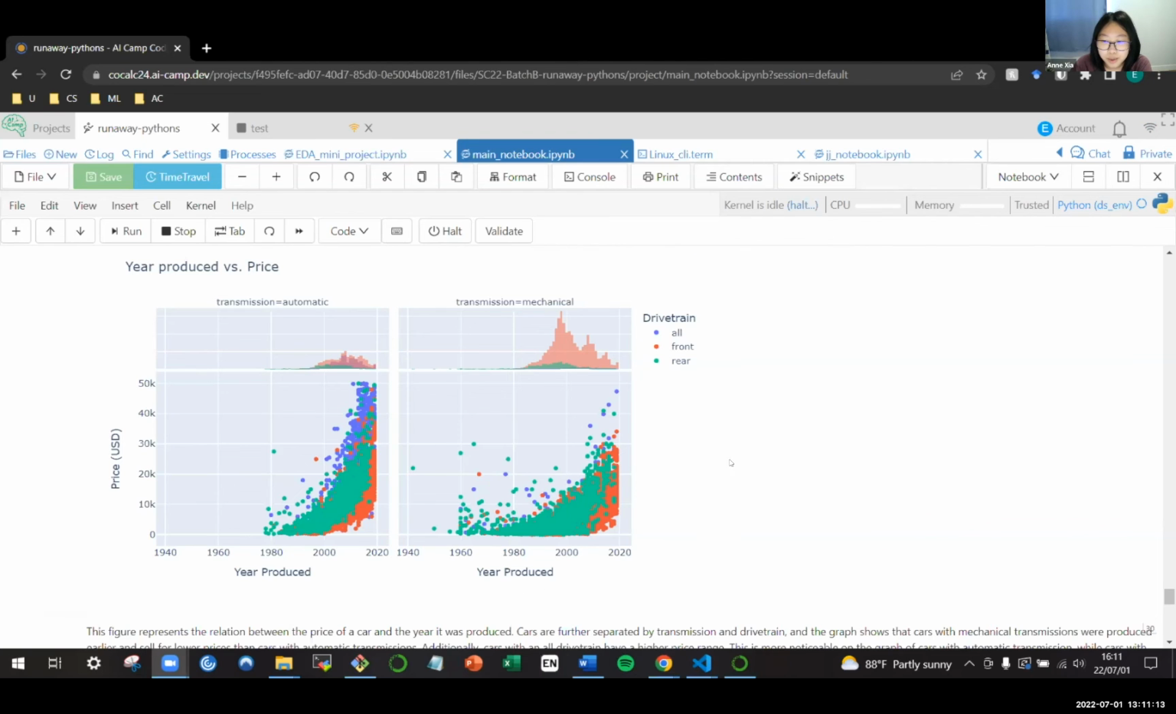This is more noticeable on the graph of cars with automatic transmission, while cars with mechanical transmission have a lower range with a few outliers. The next highest range is cars with a rear drivetrain, and cars with a front drivetrain have a lower price range despite being the most common type of car as shown on the histograms above.